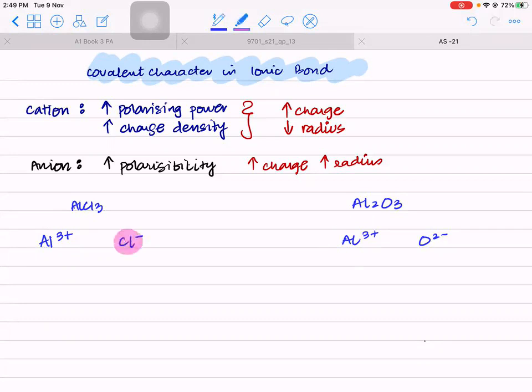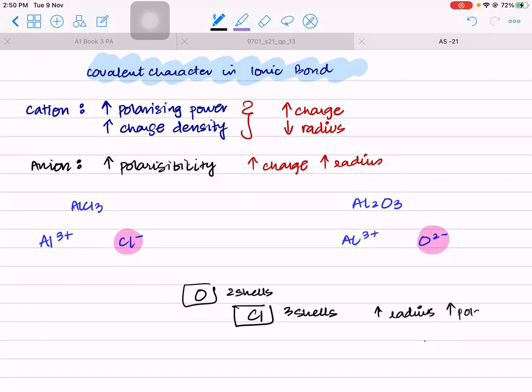Now let's check the anion. Chlorine is in period 3. Oxygen is in period 2. You know, this right here is oxygen, this right here is chlorine. Which will have a greater radius, chlorine or oxygen? Chlorine, because it is in period 3. Period 3 means how many shells? 3 shells. Period 2 means how many shells? 2 shells. So this has 2 shells, this has 3 shells. Which has a greater radius? Cl. So Cl has a greater radius.